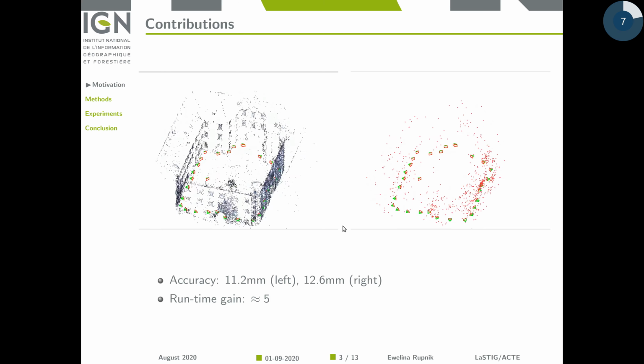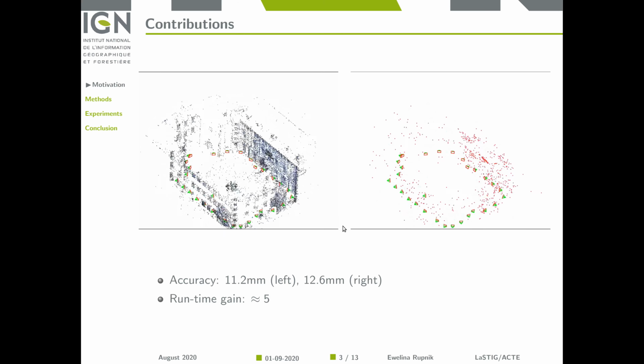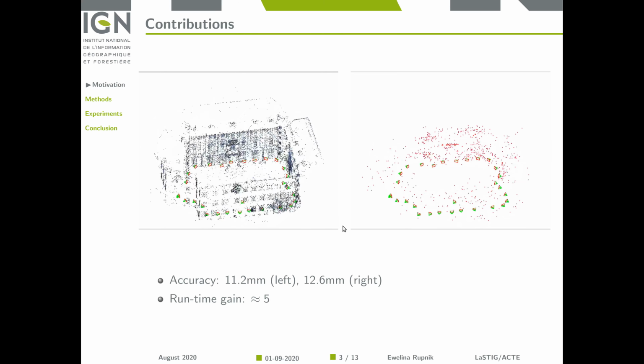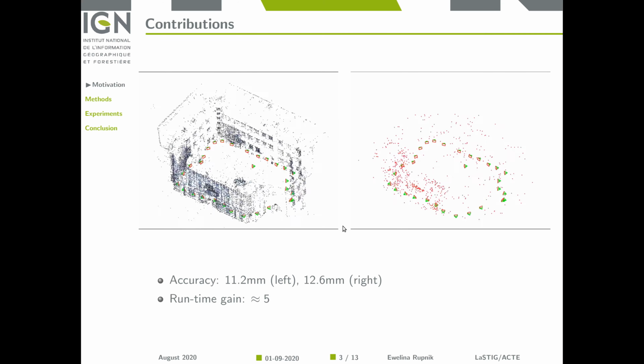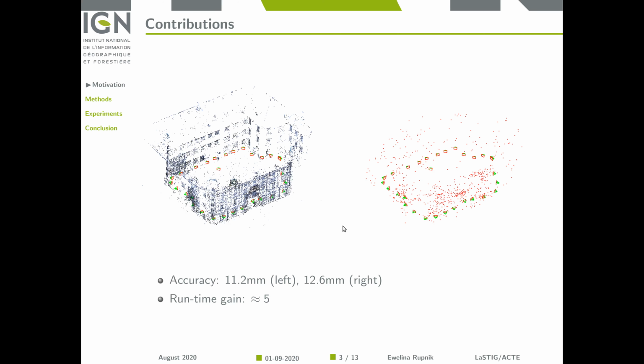Here's an example result of the approximation algorithm. On the left we have the full structure in 3D, reconstructed from several images taken around a courtyard. On the right we have the same result using our approximated structure, marked in red. We can see that the size of the structure on the right-hand side is significantly smaller, which directly results in 5 times faster processing times without significant accuracy loss.